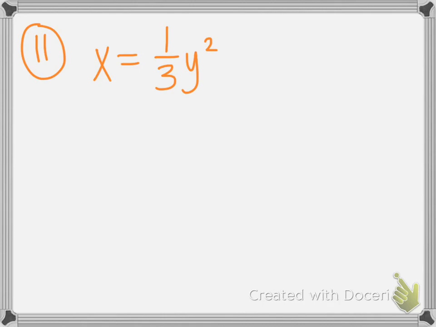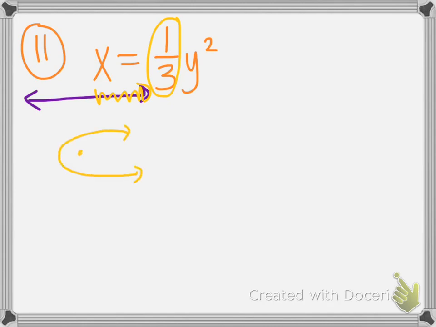In the next problem, like we did on the previous one, make sure you determine which way the parabola opens first. This is an x equals problem, so it could open left or right, but since the a value is 1/3, or positive, it's going to open towards the right, which means that my focus is going to be to the right of the vertex. Focus is right, and my directrix is going to be to the left of the vertex.